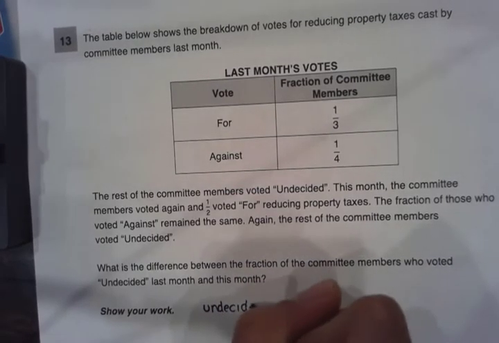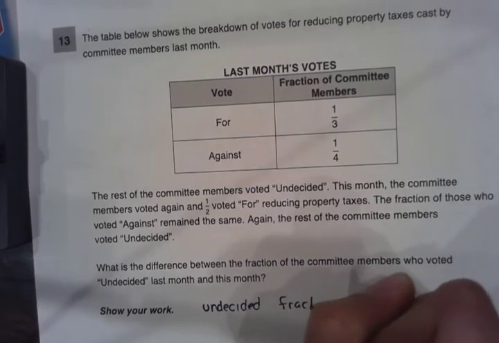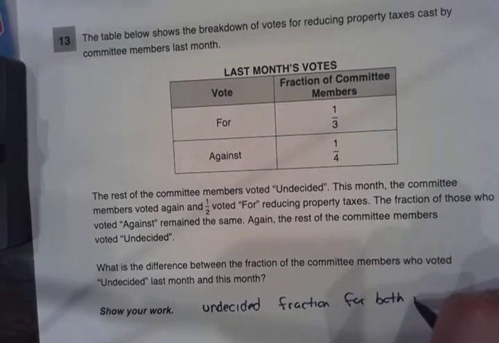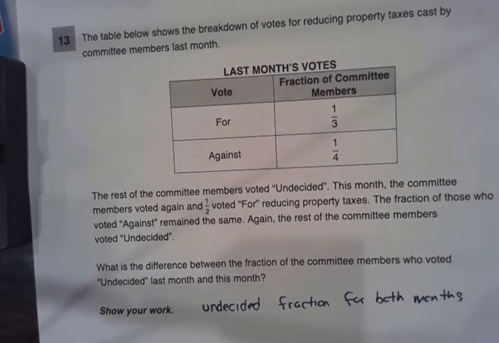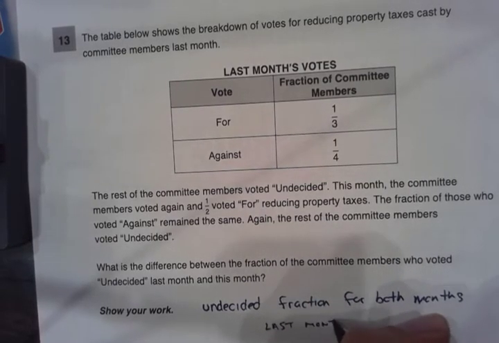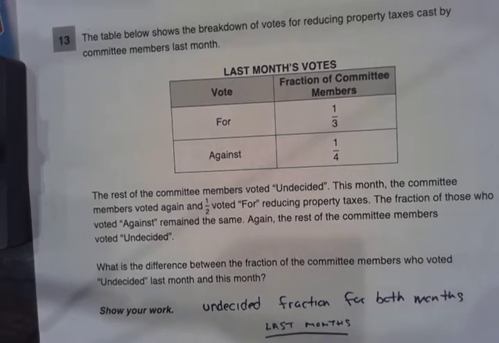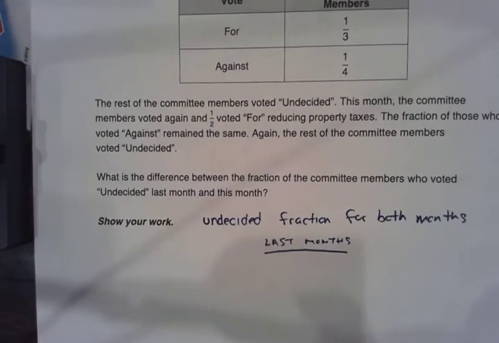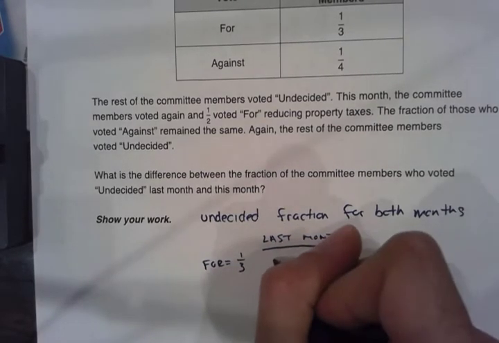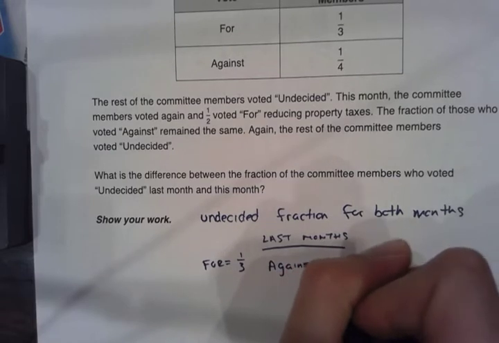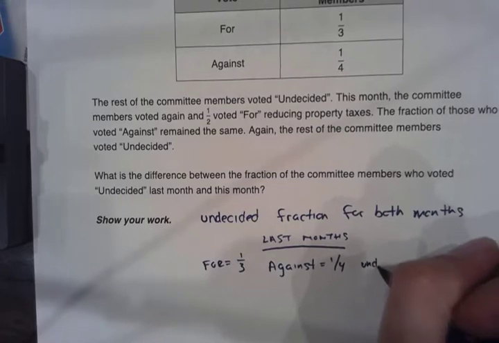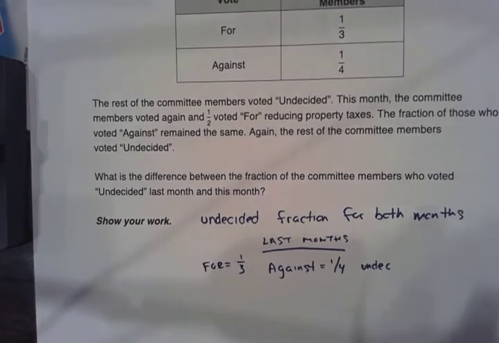So we need to first figure out what is the undecided fraction for both months. So let's first figure out last month. So last month, we know that for was 1/3, and we know against was 1/4, and undecided, let's put this as UDEC, we don't know.